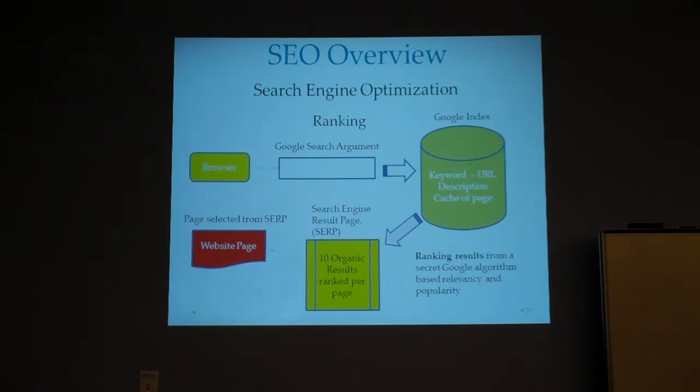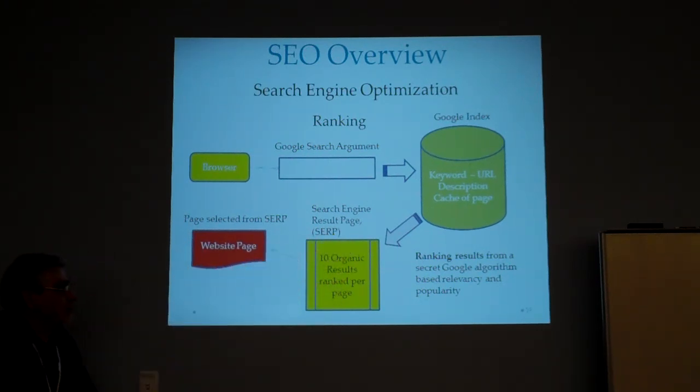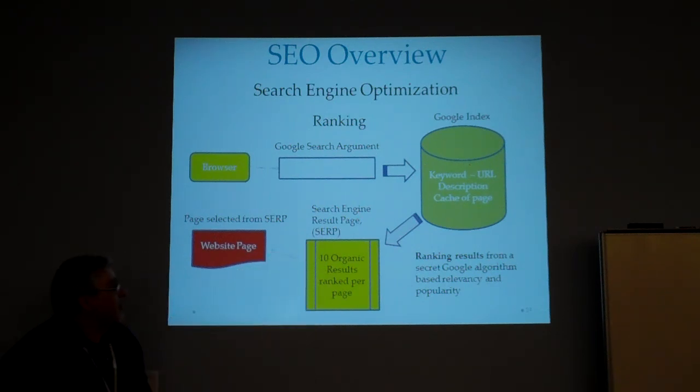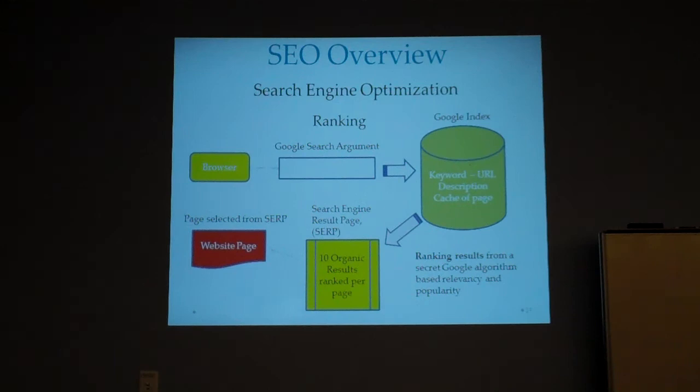If you're not on the first few pages, you're not anywhere in view. If you're on the 1,000th page, it doesn't mean anything. So the big thing is getting on the first page, okay? There are 10 slots there, and when you click on one, you're able to get the result. So that's how Google works.